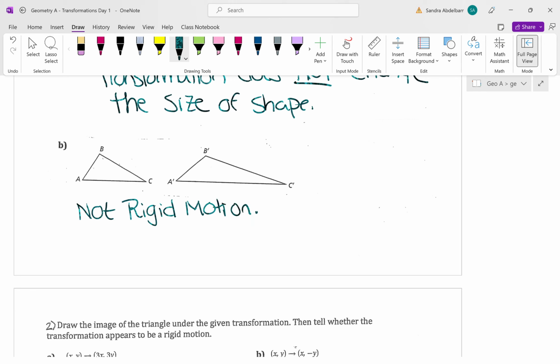Right here, we definitely changed the shape of this triangle, right? We had one triangle, and then the other triangle, isn't it being extended? That's C prime. So we're definitely changing the shape of this triangle. Changes the shape.